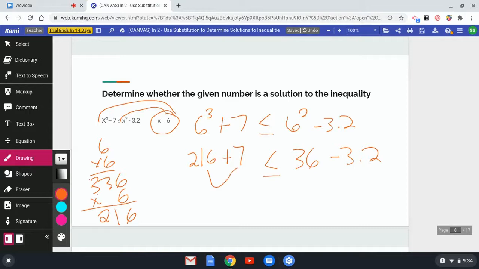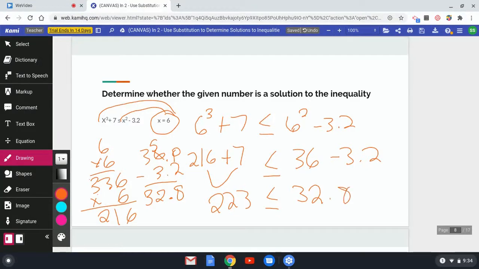Well, 216 plus 7 is what? 223. 36 minus 3.2. Let's regroup. 10 minus 2 is 8. Don't forget to bring that decimal down. 5 minus 3 is 2. And then my 30. So let's read this. 223 is less than or equal to 32 and 8/10.